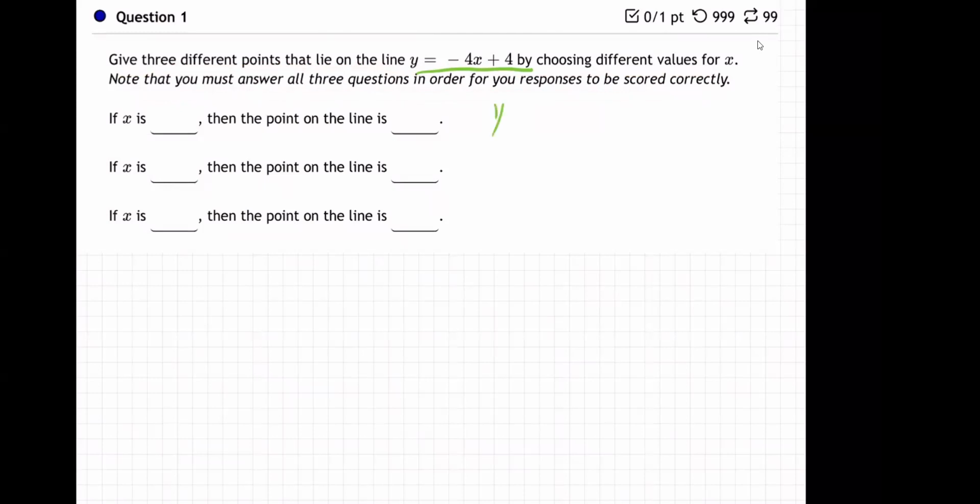So let me write it out here. Y equals minus 4x plus 4. And then it says choosing different values for x, so really you can choose whatever you want. I'm going to put in 0, 1, and 2. Why did I choose those? Because they're easy numbers. I don't want to choose 1,012. I'm just choosing the 3 easiest numbers I know. 0 is the very, very easiest number I know. 0, 1, and 2.